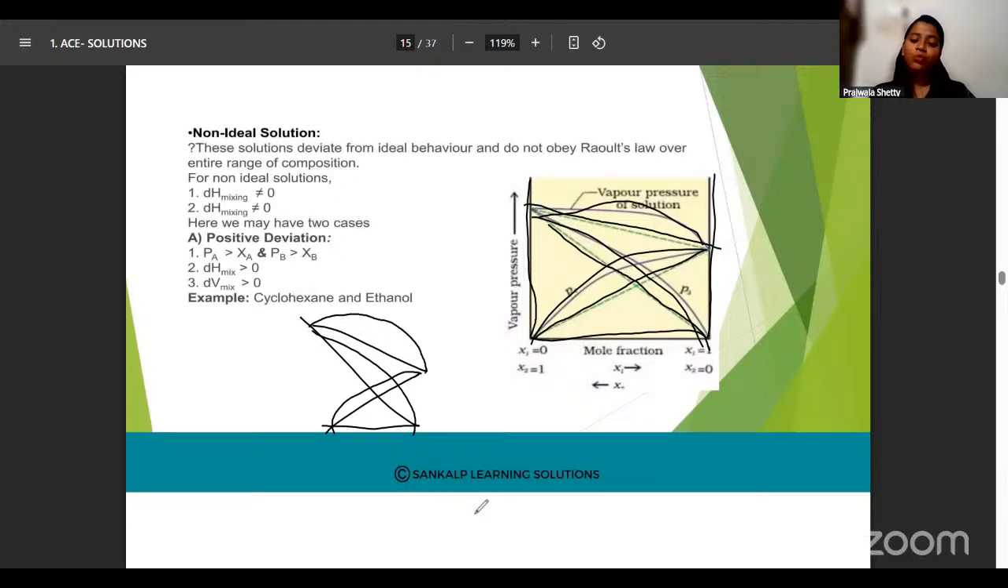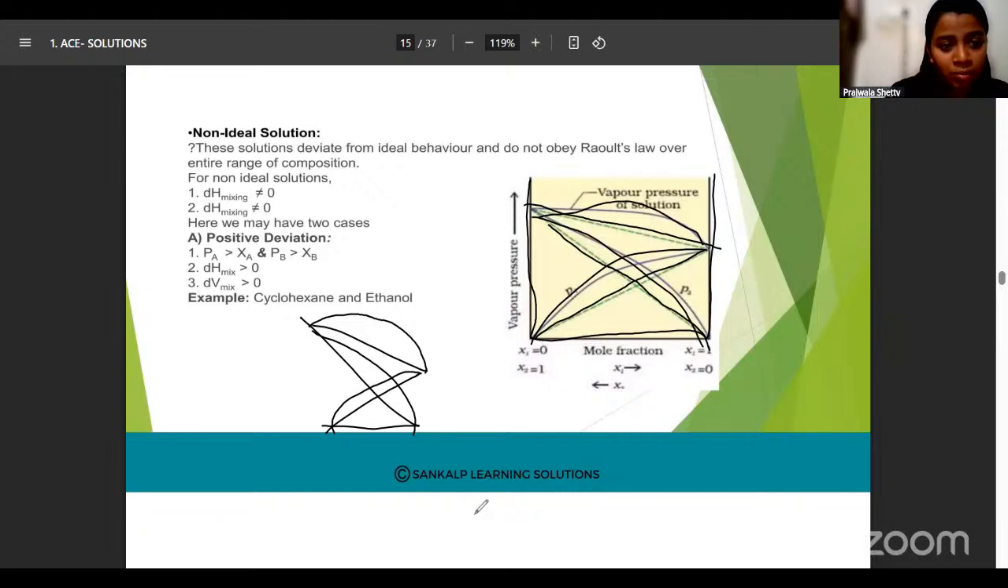And how do you distinguish positive and negative deviation? Based on the higher or lower predicted value. Based on whether the solution's vapor pressure is higher or lower than ideal, you will mark it as positive deviation or negative deviation. Positive deviation means the vapor pressure is higher. Raoult's law is that green line. If the vapor pressure is higher than the predicted Raoult's law, that is positive deviation. Vice versa, if it goes below, that is negative deviation. In simple words, you remember that.